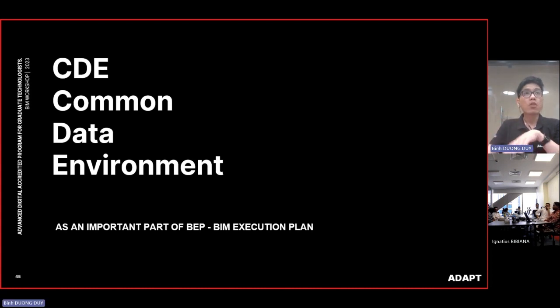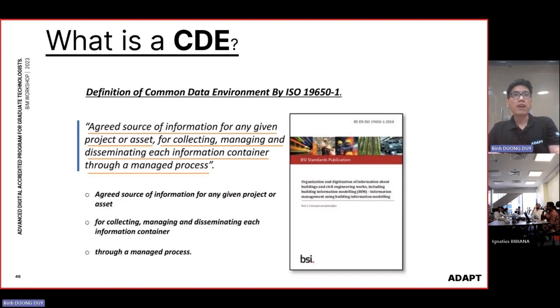But some people right now who are practicing BIM are a bit confused about the CDE, because when they say CDE, they simply understand that it is BIM 360. It is not actually correct. The CDE is a big platform, and BIM 360, the solution from Autodesk, is just one of them. It's one small part inside the CDE. The CDE, defined by ISO 19650, is an agreed source of information for any given project or asset, for collecting, managing, and disseminating its information containers through a managed process. Information container means like a model. I found this on the web.